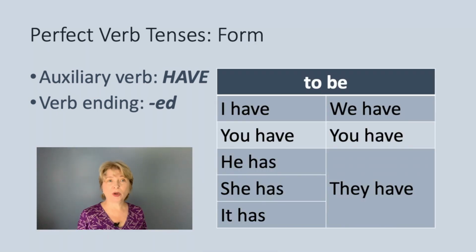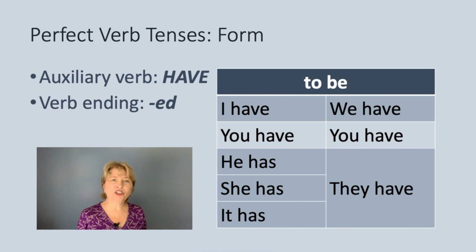So here's the verb to have, conjugated like we'll use it in the perfect tenses. I have, you have, he has, she has, it has. Don't forget, third person singular, that's the one that always changes. So have becomes has, but just in third person singular. Next, on the plural side, we have, you have, and they have.